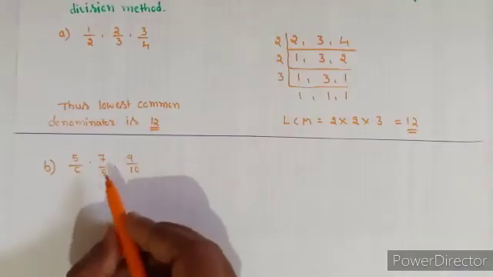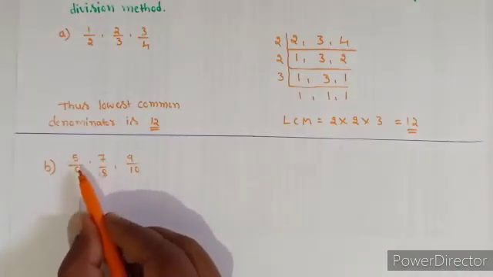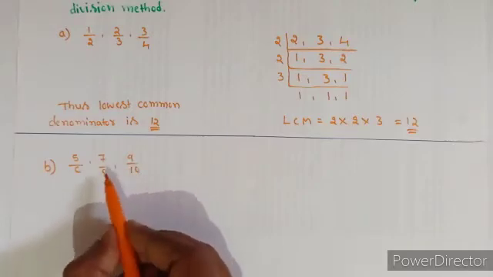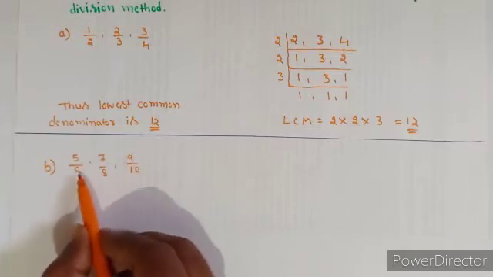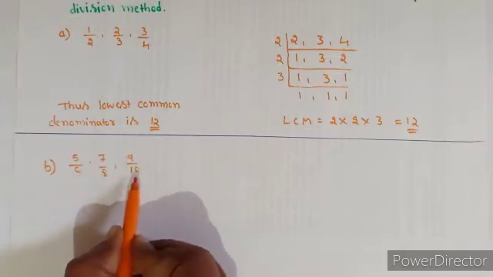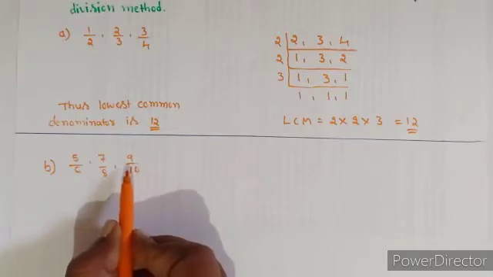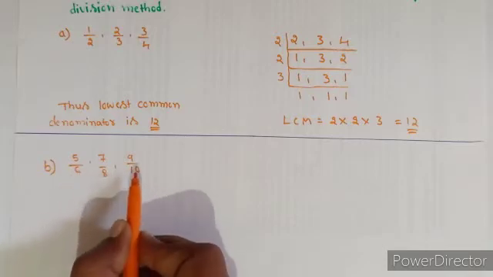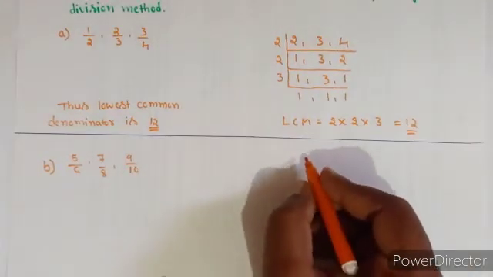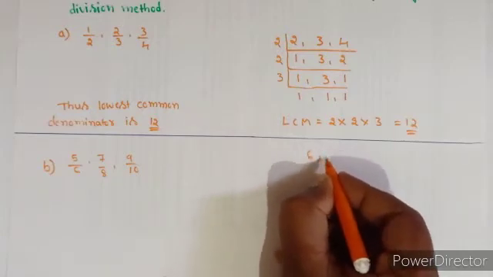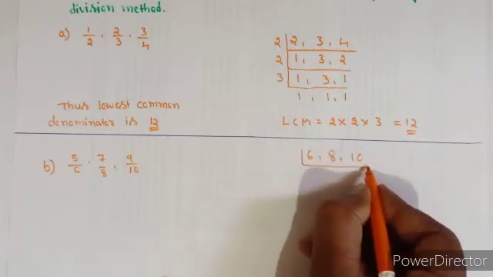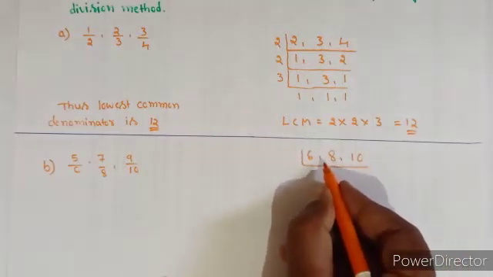Okay. Students, here is another example: 5 over 6, 7 over 8, 9 over 10. Okay. Here the numerators are 5, 7 and 9 and the denominators are 6, 8 and 10. Okay. Now we need to find the LCM, the least common multiple for 6, 8 and 10. All of you see here 6, 8 and 10. Okay, so the LCM of 6, 8, 10 is the lowest common denominator.